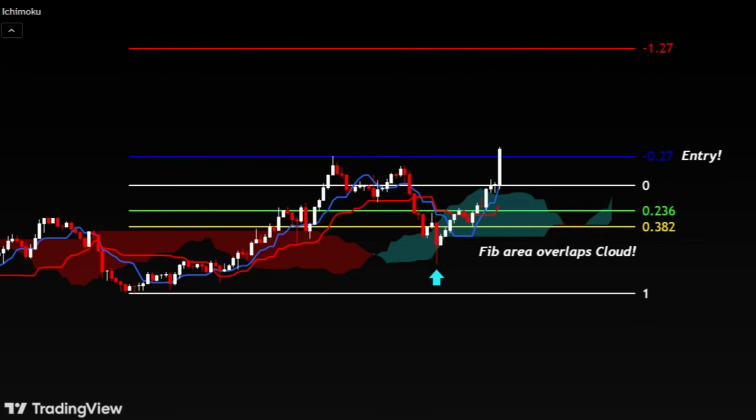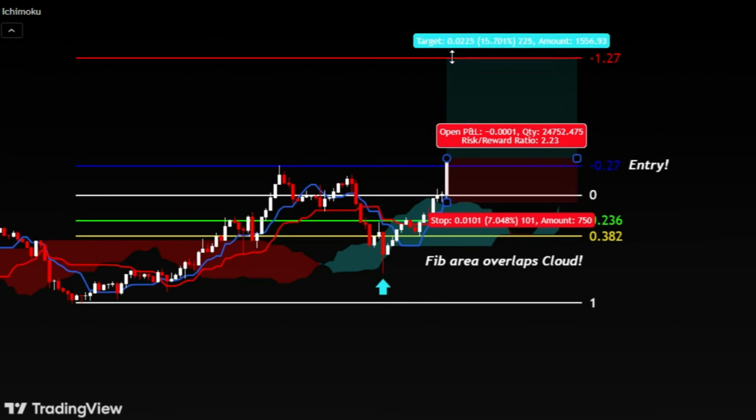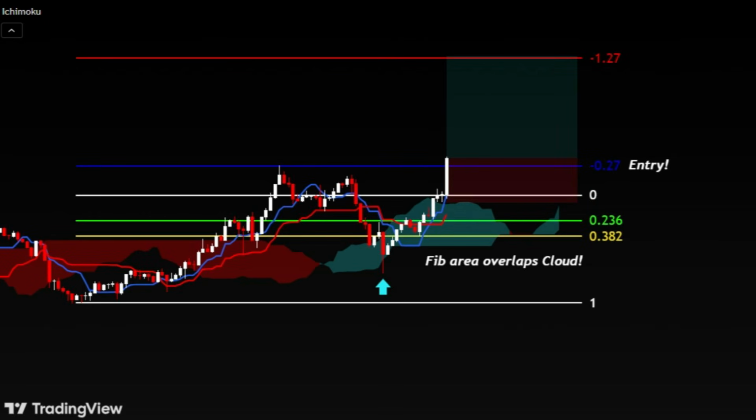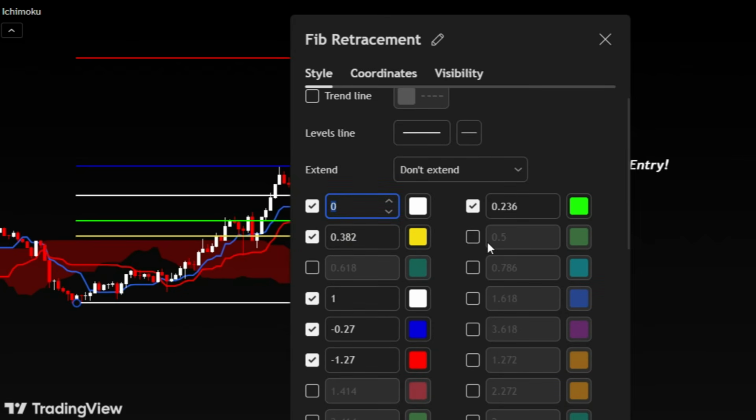And once that breakout happens, I enter a trade, set my stop loss in a suitable position, and place my take profit on minus 1.27. And as you can see, this setup results in a clean, successful trade. To aim for even more potential continuation, I can add one extra Fibonacci level. So in Fibonacci settings, I add minus 2.27, which helps capture those extended legs when the trend really starts pushing.